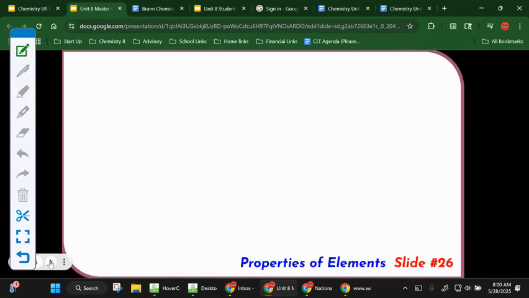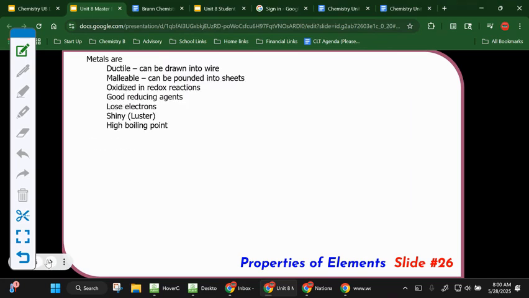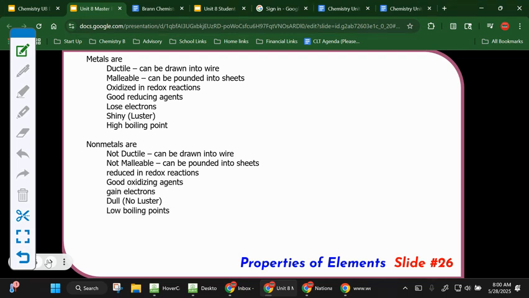So first of all, ladies and gentlemen, the periodic table is separated into 2 kinds of elements. What are they? You're either a metal or a non-metal. Now, here are some properties of metals, and this should be a review for you. Metals are ductile. Ductile means they can be drawn into a wire. Metals are malleable. That means they can be pounded into sheets. They can be shaped into forms.